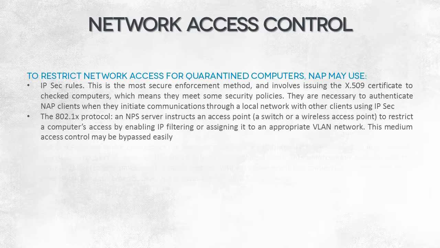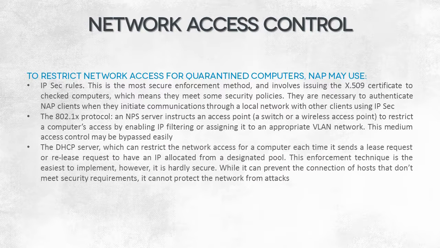Another way to implement network access control is to use the 802.1x protocol, which we have discussed earlier. You can enable or disable a switch port depending on whether the computer passed all the tests or not. You can also assign the computer to an appropriate VLAN. Network access control can also be implemented with the use of the DHCP server.